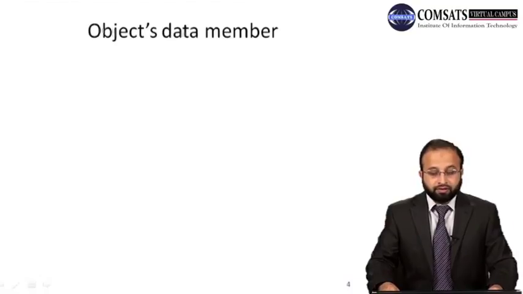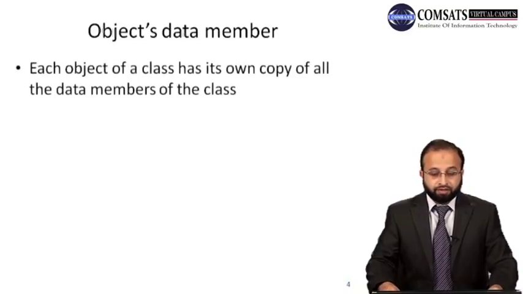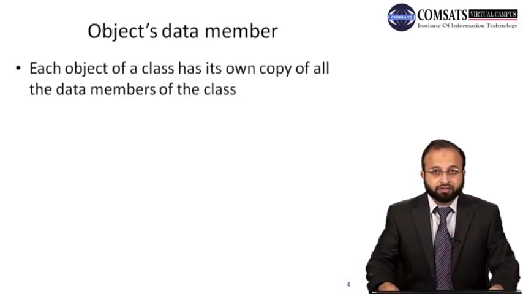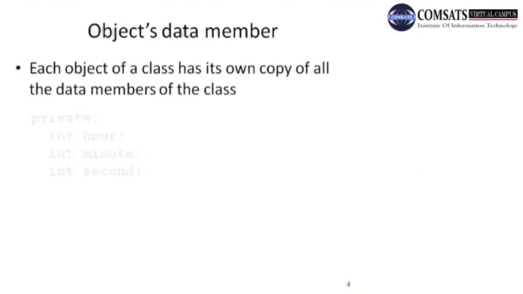So let's see the object's data members. What happens when we create an object of any class? Each object of a class has its own copy of all the data members of that class, right? So we write the definition of the class, then we mention that these are the private data members of that class and these are the public functions. And then when we create multiple objects of that class, each object contains the copy of its own data members while the functions are shared.